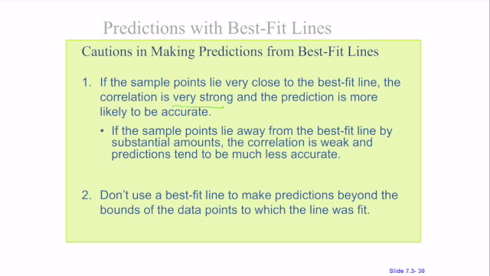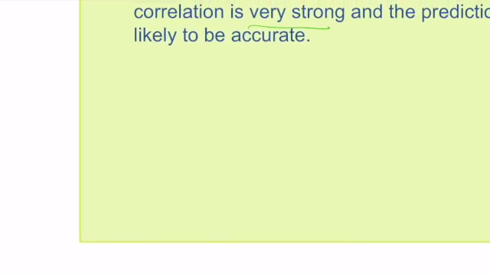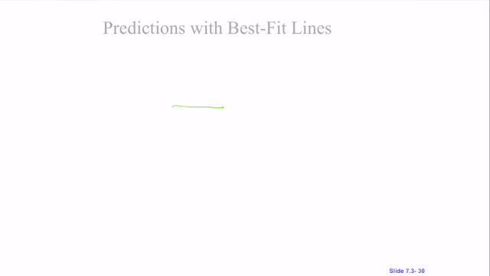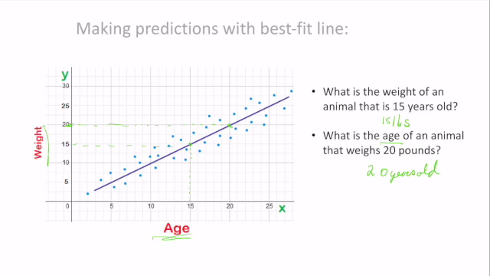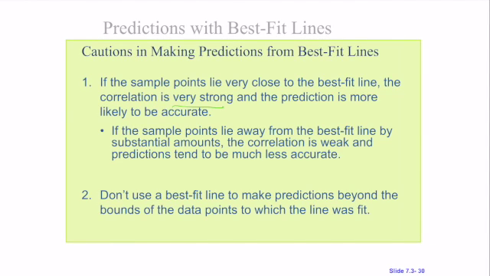And what if I said, what's the weight of an animal that's 50 years old? First off, not a ton of animals live to 50 years old. We couldn't predict past our graph. We couldn't predict that, oh yeah, I'd weigh 50 pounds, right? So you always want to make sure you are not making predictions beyond your data points. We cannot use this data to tell the future.